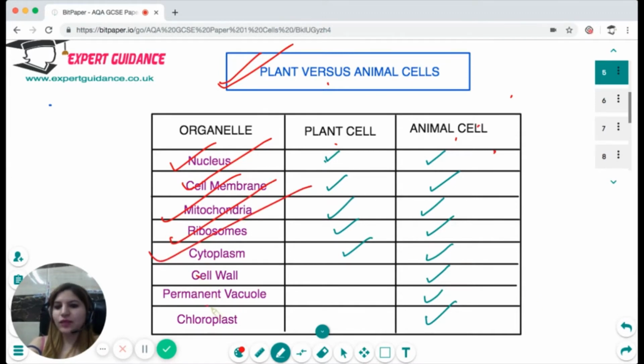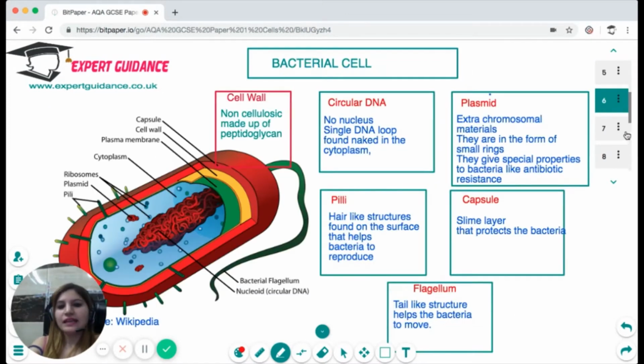But cell wall, vacuole, and chloroplast is present only in the plant cell. So it is absent in an animal cell and it is present in a plant cell. Okay, so this difference is very, very important. Next is the bacterial cell.